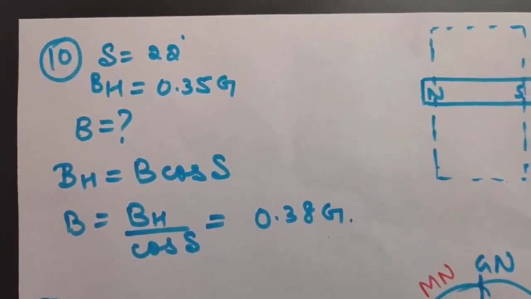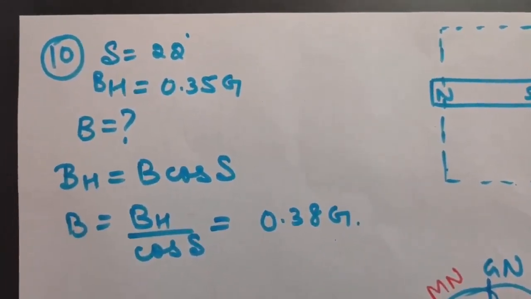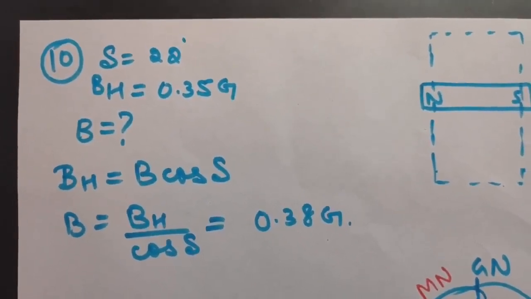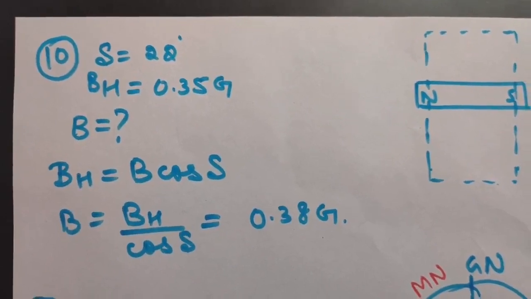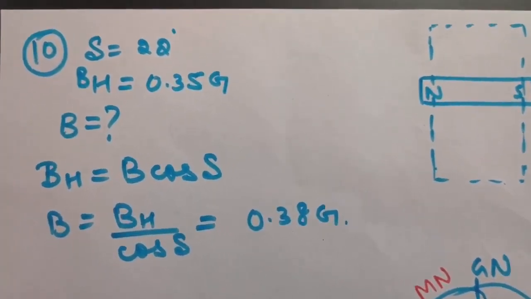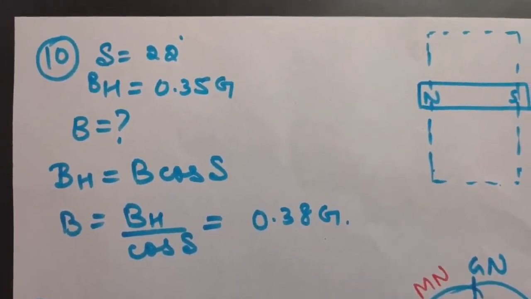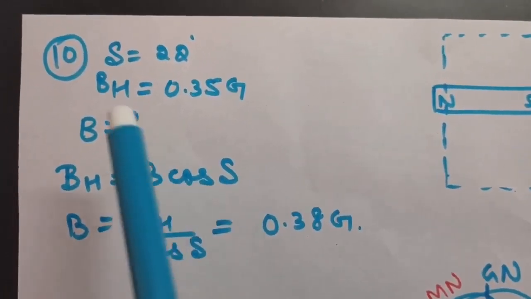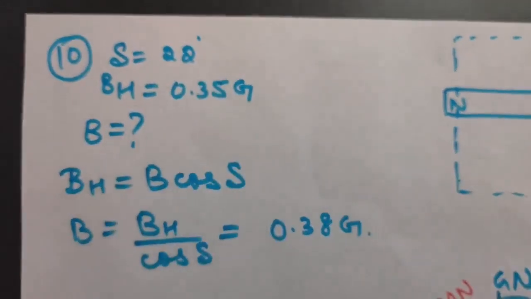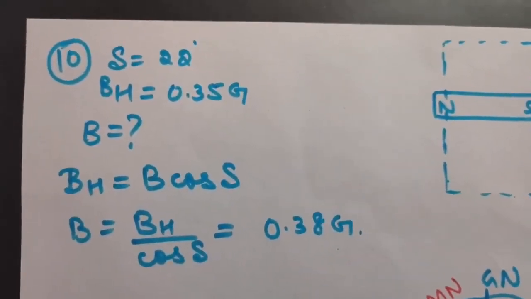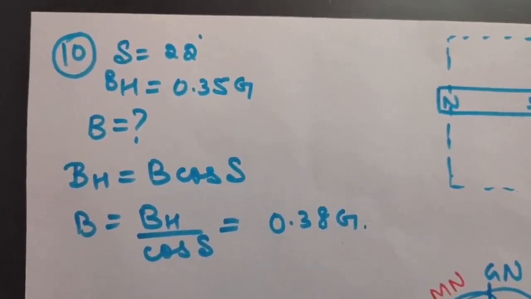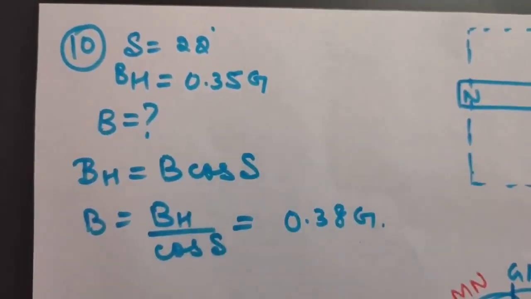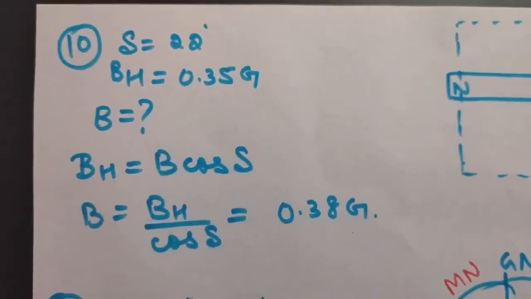Okay, so now it is given that the north tip points down at 22 degree with the horizontal. So as you know, the horizontal component is parallel to the Earth's magnetic field. So del will come to be 22 degree because it is pointing down with the horizontal. Horizontal component is given to be 0.35 in the question. Okay, now you are asked to calculate Earth's magnetic field.